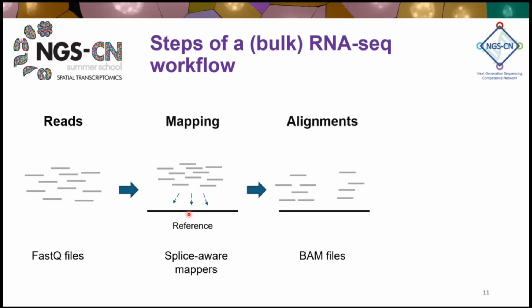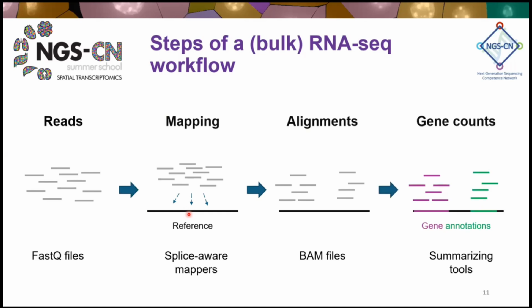Once you have done the mapping step, you have alignments. And alignments are typically stored in BAM files. Alignments contain the sequence information of the read, the position where it maps, and often they also contain how it's mapped. So for example, is there a gap in one of the alignments, or is it only a partial mapping? And these BAM files are typically the input for many other tools.